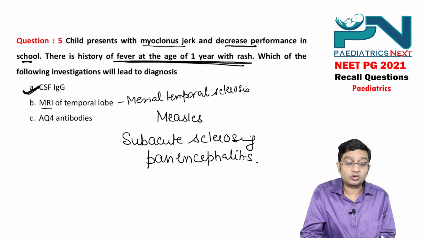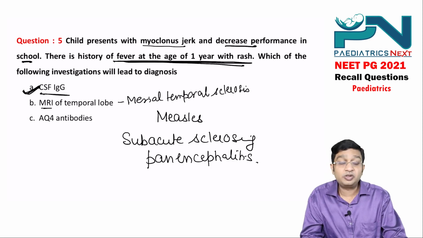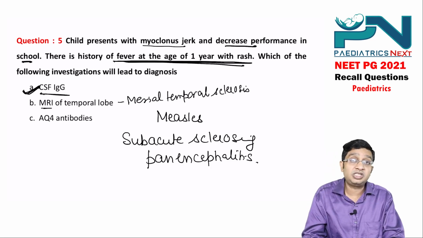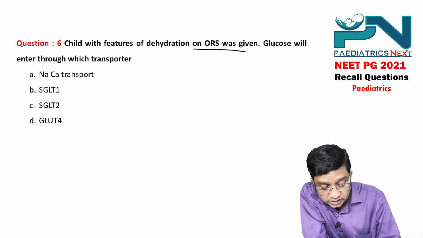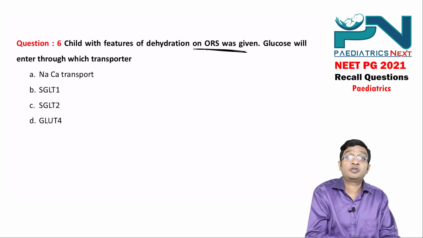So this is regarding the question number 5. So the most likely answer is the cerebrospinal fluid, you will go for the immunoglobulin G levels. Child with features of dehydration and ORS was given. Glucose will enter through which transporter?